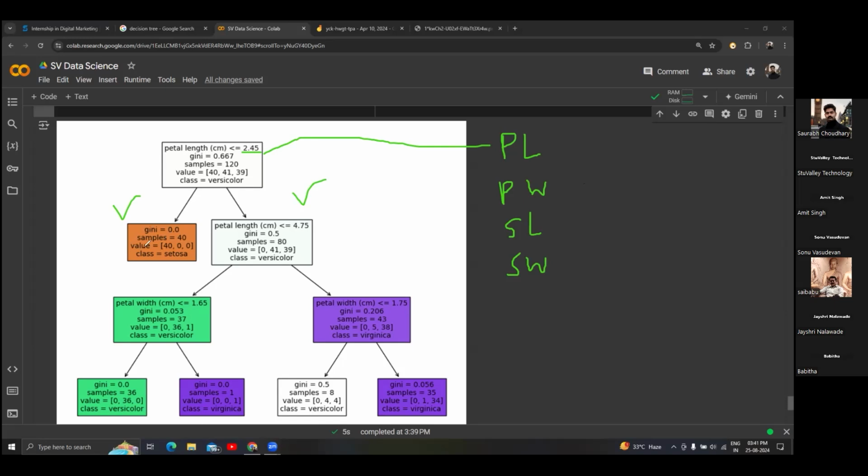Okay, if it is going left, then it will be definitely the flower will be setosa. No confusion. But if the length is greater than 2.4, there are two possibilities again. It could be versicolor or virginica. For that, they are putting the petal length. If it is less than 4.7, then it could be versicolor, otherwise it could be virginica.